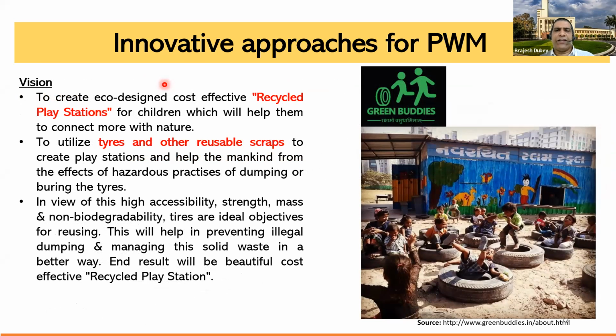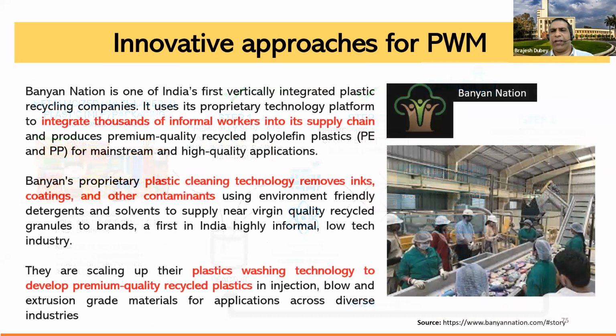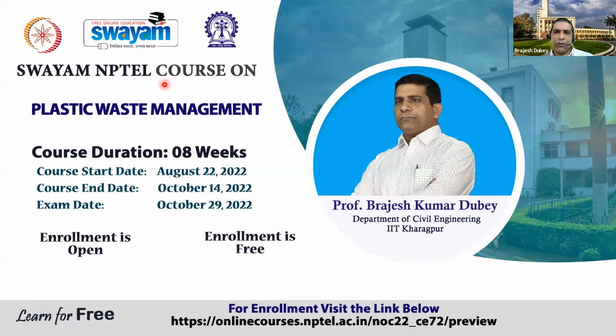Then using it in recycled PlayStation products, different types of uses. A lot of startups and other things are coming into the picture, but what I'm trying to say is that they do need a lot of support. Many times these startups struggle to find the correct source material. They don't get source-segregated material. They don't get clean material. So plastic cleaning has to be there. Banyan Nation is working to clean it, and on getting informal workers into the supply chains. A lot of things have to happen in this particular sector, but a lot of good things are already happening there.